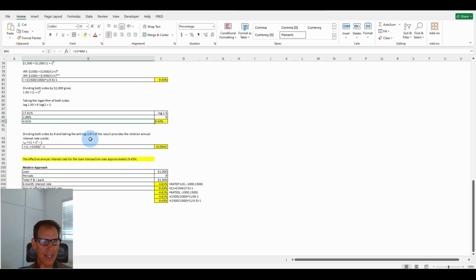Dividing both sides by 9 and taking the anti-log. No, I'm speaking a foreign language to a lot of you, but this is what you need to do. Dividing both sides by 9 and taking the anti-log of 10 to the power of, the results provide the annual effective interest rate yield. So we did this. We took 1 plus 0.046 minus 1 is going to equal this.